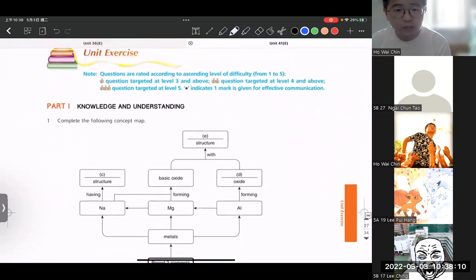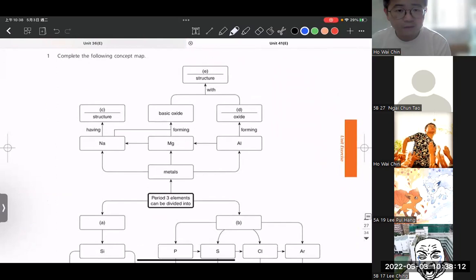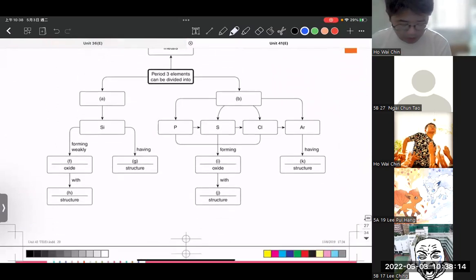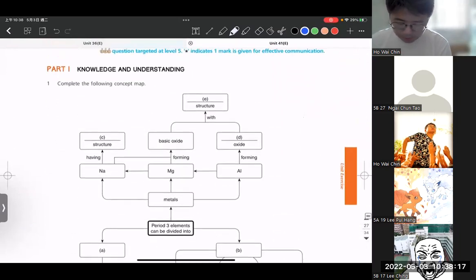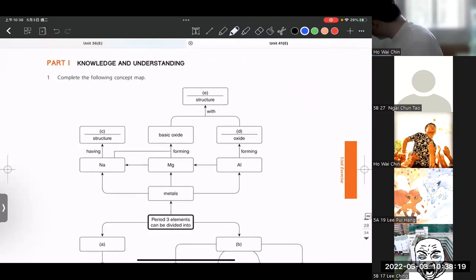So today, a recap of this. Do you still remember that? Can I take a look at the metals first? Metals on top, C, D, and E. Let's have a try.